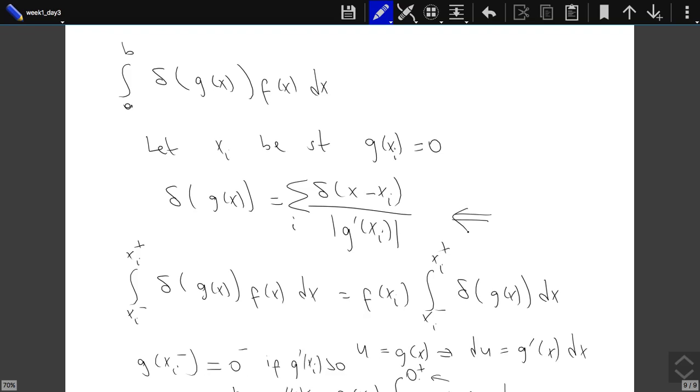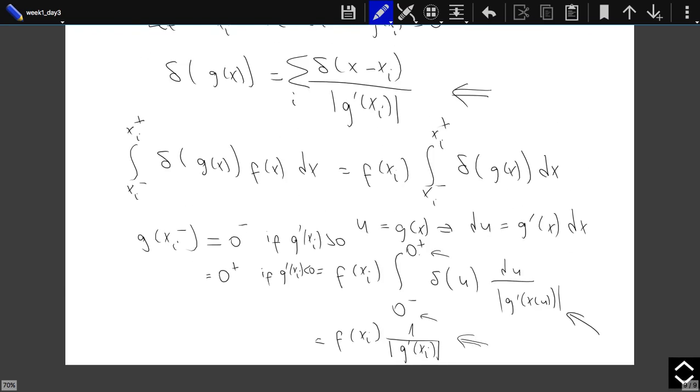What if g prime of xi is equal to 0? If g prime is 0, then the integral is divergent. It is not finite, because we have a constant 0 in the argument of the delta. That basically tells you that the Dirac delta is 0 over a finite interval.